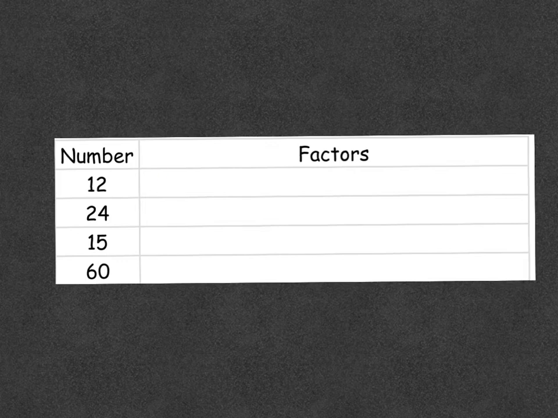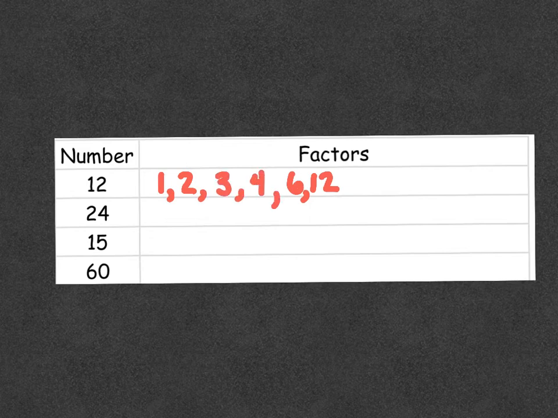So for 12, I'm going to start with 1 and 12. And then can 2 go into 12? Yep. So 2 and 6. Can 3 go into 12? Yep. 3 and 4. And that's the end of that set of factors. So 1, 2, 3, 4, 6, and 12.